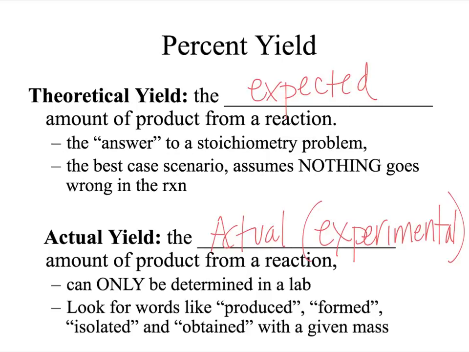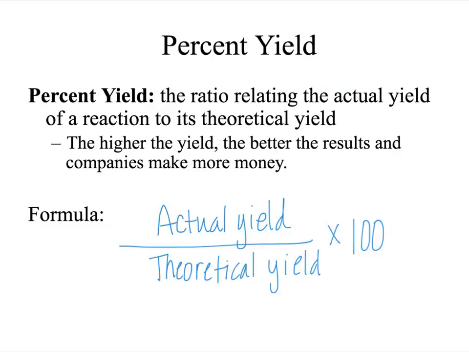So we want to look for words like produced, formed, isolated, obtained, to know that those are our clue words. And we'll practice that when we're reading through these problems to know which one is the actual yield and which one is what we should actually be beginning the stoichiometry problem with. Here is our formula for percent yield. You'll see that it's actual yield over theoretical yield times 100.